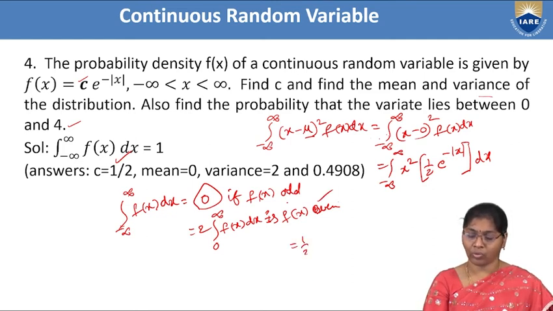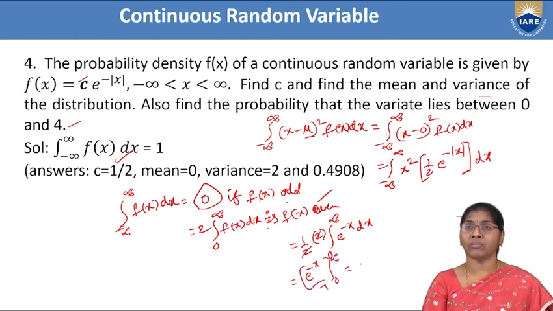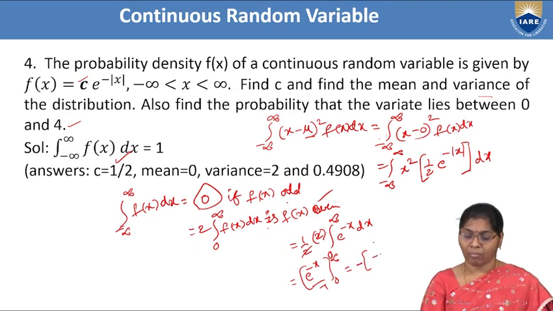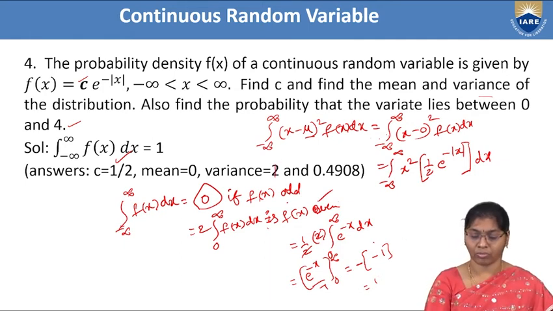That equals 1 by 2 into 2 into integral 0 to infinity. I am using this because it is an even function. Integral 2 into integral 0 to infinity f of x, where the 1 by 2 is already there, e power minus x dx. The 2 cancels, remaining e power minus x by minus 1, from 0 to infinity. The upper limit infinity gives 0, and the minus is already there, so minus upper limit minus lower limit gives 1. So the variance is 1. Here c equal to 1 by 2, and the formula is 1.